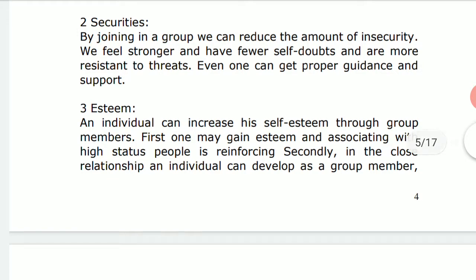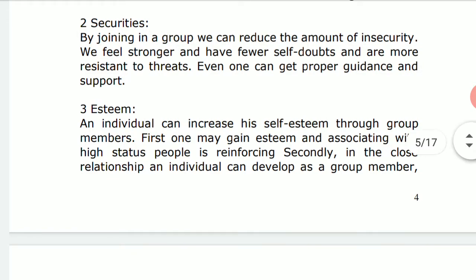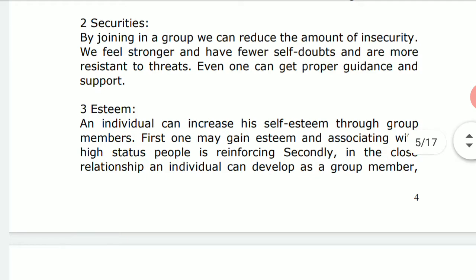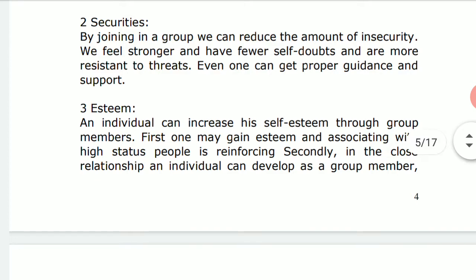So we feel stronger and have fewer self doubts and are more resistant to threats. Even one can get proper guidance and support. That is why we always like to be in the group, because we feel ourselves secured, we feel resistant towards threats. That means કોઈ પણ પ્રકારનો ભય છે એ ઓછા પ્રમાણમાં લાગે છે. પ્લસ ગ્રુપમાં હોઈએ તો સર્ટેન ગાઈડન્સ અને સપોર્ટ પણ મળતા રહે છે, રાઈટ?